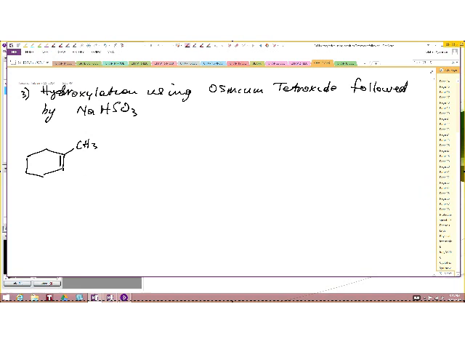If I take that, and I take osmium tetroxide, and then I follow that up with sodium hydrogen sulfide, what do I get? What does that reagent do? You have to be able to say it in your own words. What does it do? Add 2 OH groups across the carbon-carbon double bond. In what fashion? Syn addition fashion, exactly.